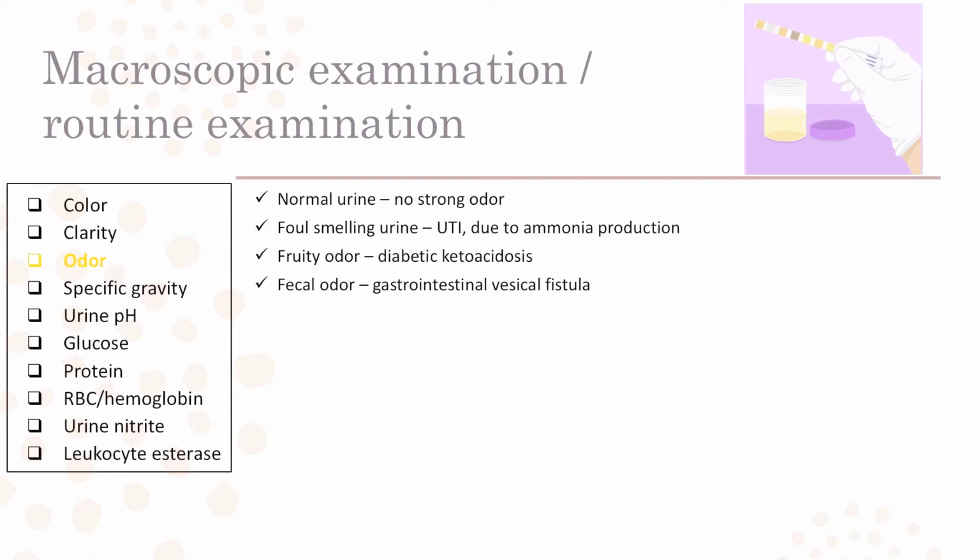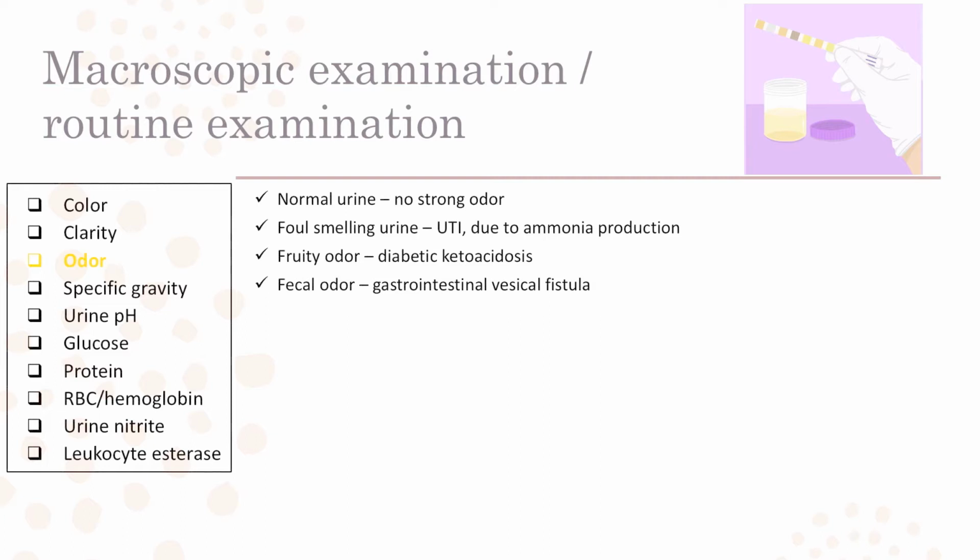Then odor is the smell of the urine. Normal urine does not have any strong offensive smell, whereas a foul offensive smell is found in UTI, because in UTI the bacteria or the organism present in the urinary tract changes urine into ammonia faster.